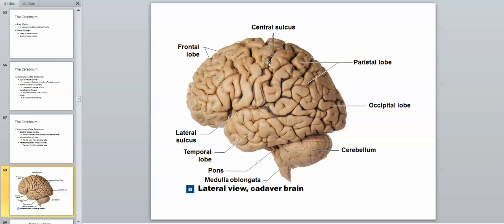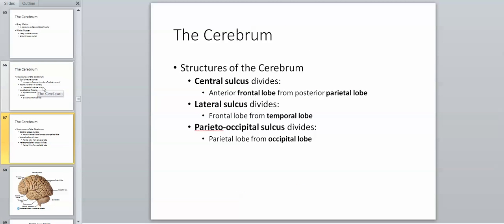Here we've got the central sulcus, which is going to separate the parietal lobe here from the frontal lobe, which is all that which is in front of it. And then we have our occipital lobe here, which is dedicated to vision. So all of this is occipital lobe. We've got our cerebellum, and you can see a little bit of the pons in there and the medulla. So that gets us back to some of our landmarks.